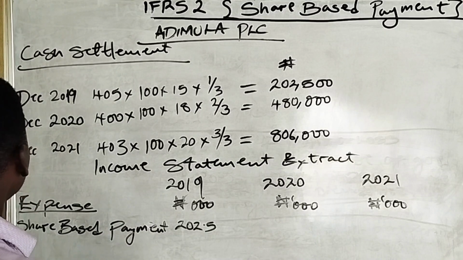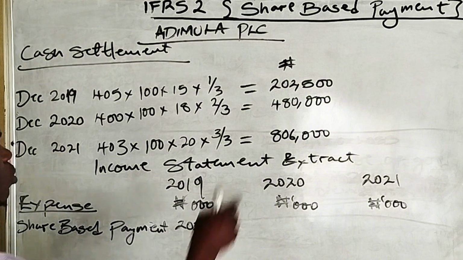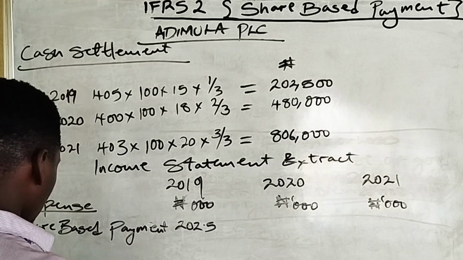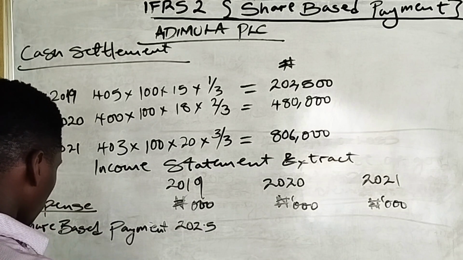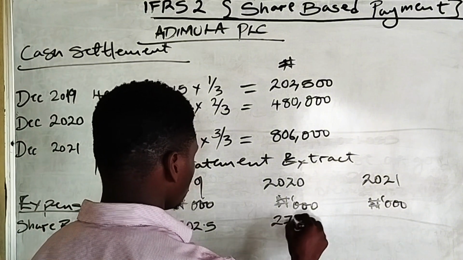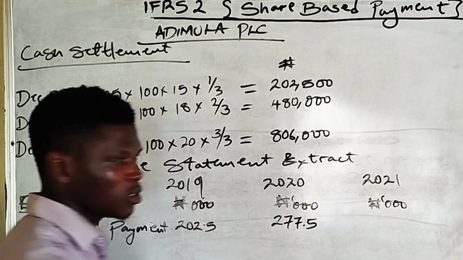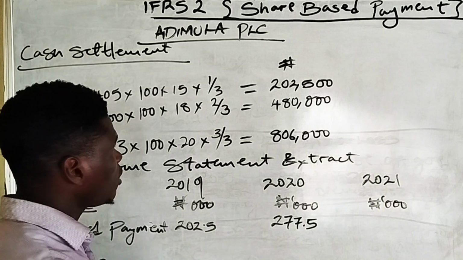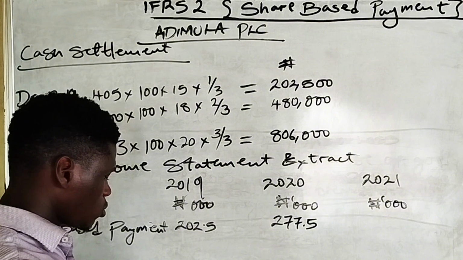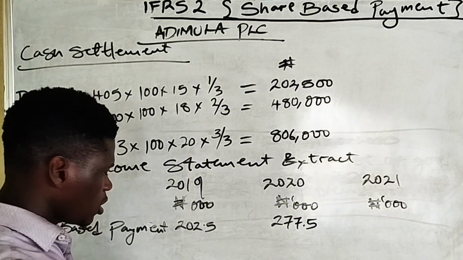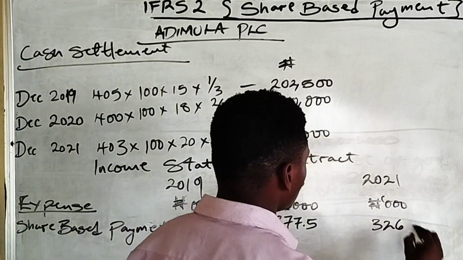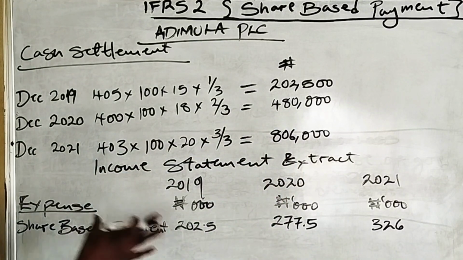So in 2020 now, we have a cumulative amount of 480,000, which includes this value. So 480 minus 202.5, we have 277,500. That's the value in 2020. Now in 2021, we have a cumulative figure of 806,000. 806,000 minus 480,000 is 326,000. So this is the value of the expenses for each of the years.